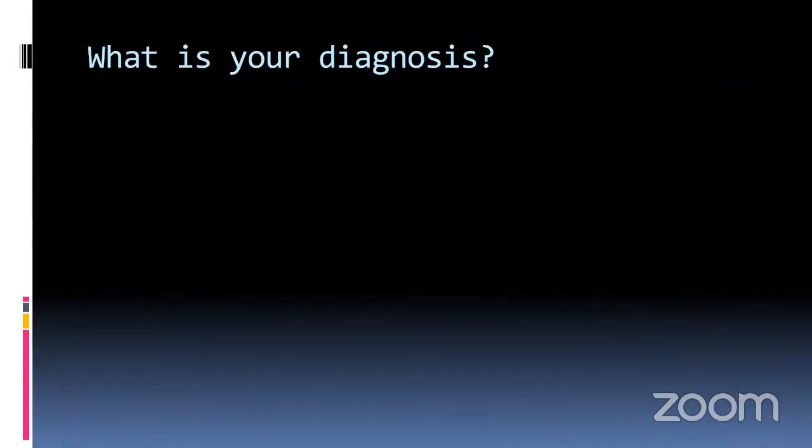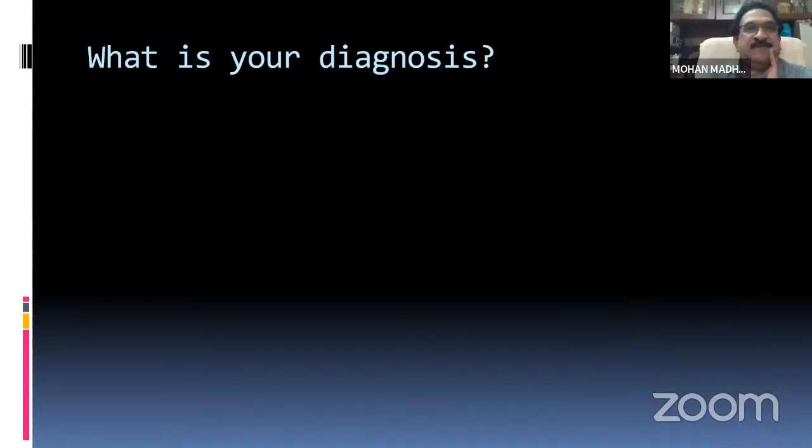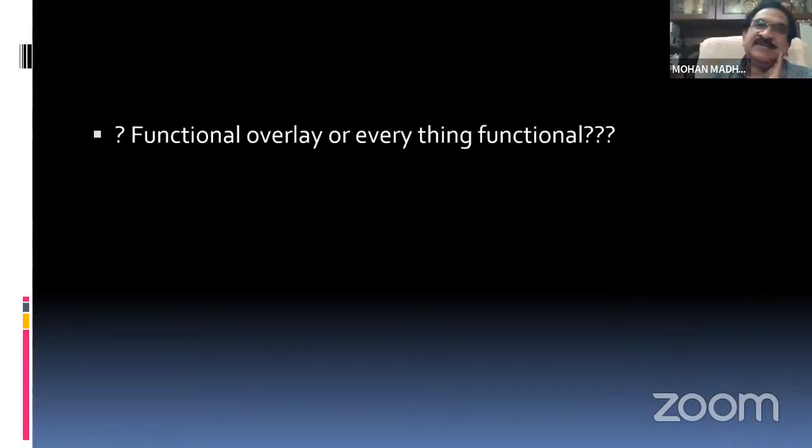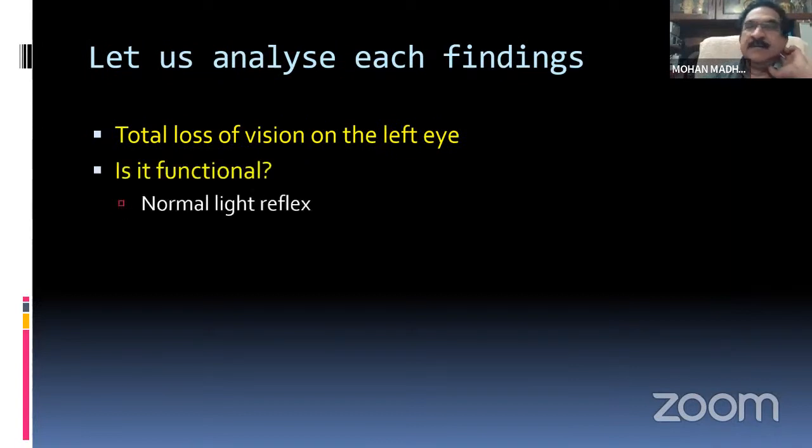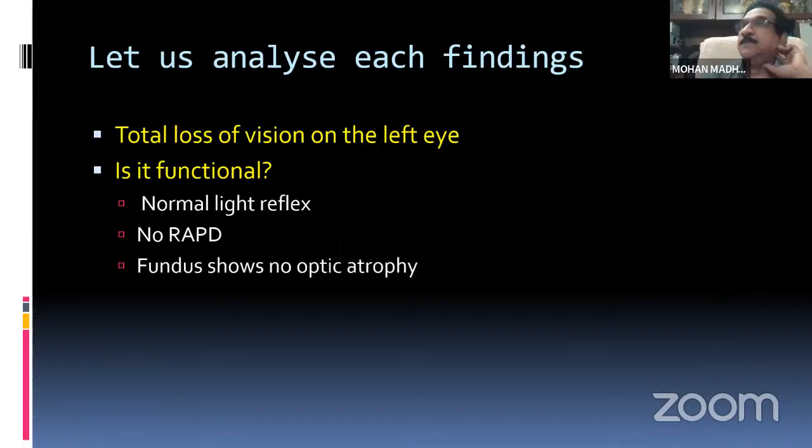So let us see. Can the right dilated pupil be normal for him? No. Let us analyze the problem. Is it a functional overlay? Functional overlay is there, but is everything functional? Very unlikely. So let us analyze each finding in this patient. Let's take the total loss of vision of the left eye. Is it functional? Most likely functional, because there is a normal light reflex, no RAPD, and the fundus shows no optic atrophy even after a long period of time.